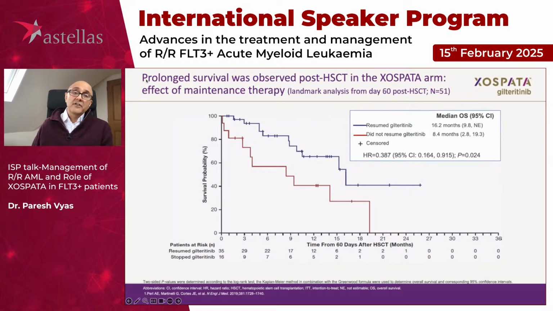If you now look at those patients who had a bone marrow transplant in the gilteritinib arm, what was the survival post allogeneic stem cell transplant if you received gilteritinib, and what was the impact of maintenance therapy with gilteritinib? So if you had a transplant and resumed gilteritinib, you're in the blue line, 16.2 months median overall survival. If you did not restart gilteritinib, 8.4 months. Our clinical practice is always to resume gilteritinib if we can.